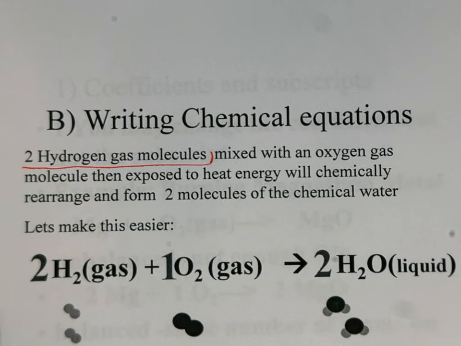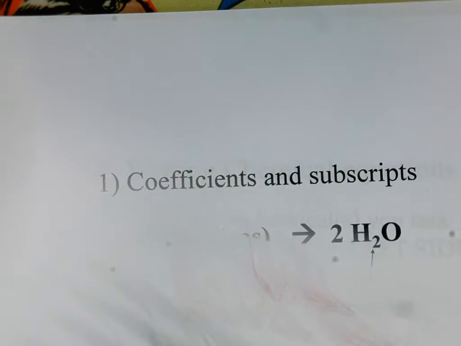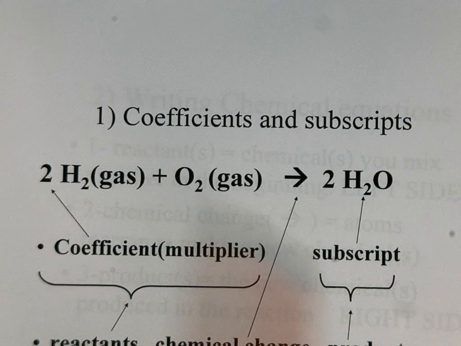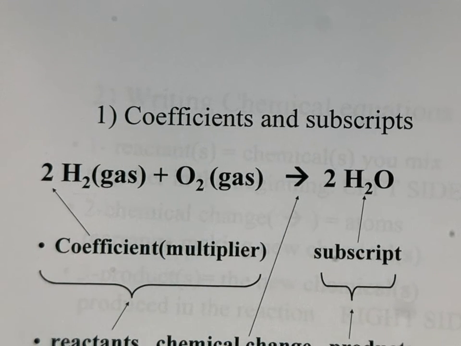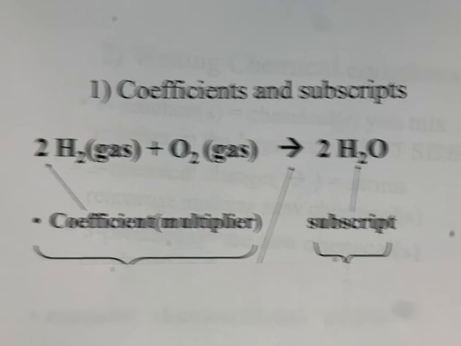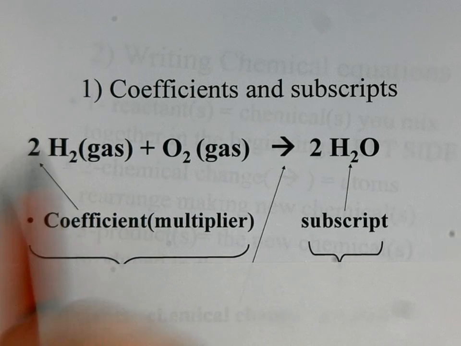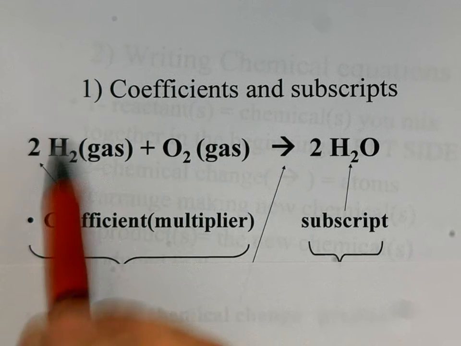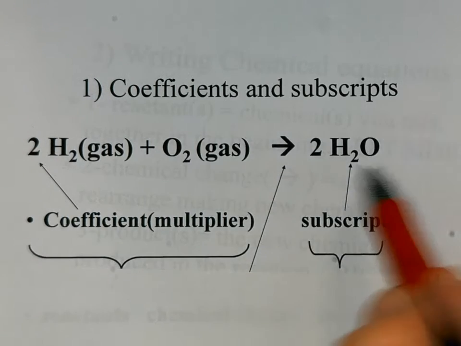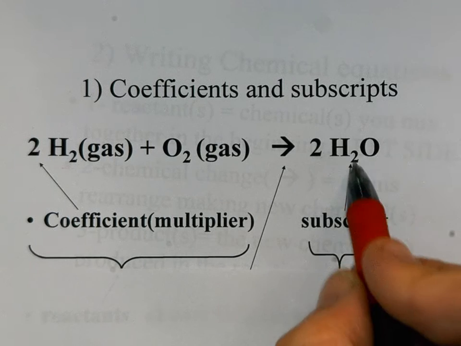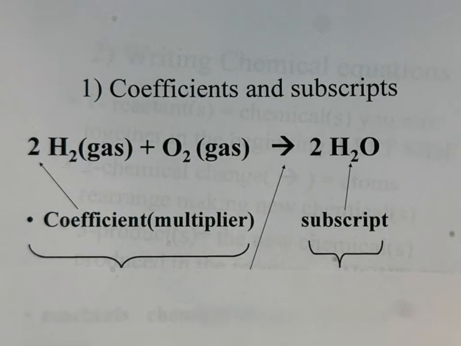Now, continuing on with this, let me come over here. So, we're going to call this number one, coefficients and subscripts. This is the one we had before. You can leave that on there. And what I'd like you to do is to label what you did before. That this number here, the 2, the number in front, is a coefficient and it's a multiplier. It tells you how many of the molecules we have. The letter written lower here is called a subscript. And what it does is it just tells you how many of the atom in front that you have.